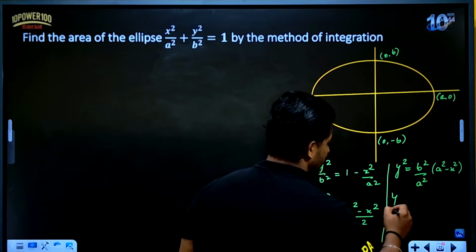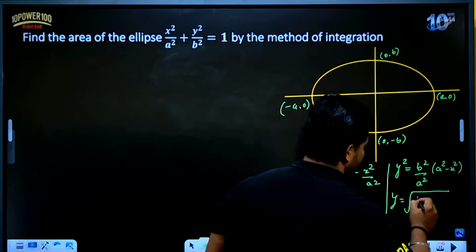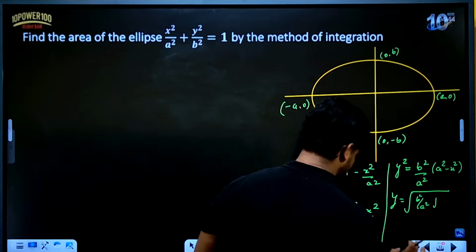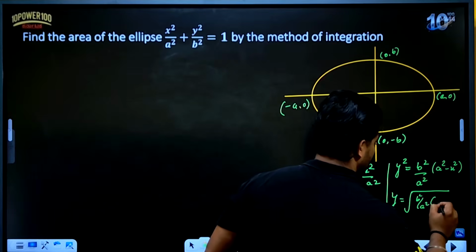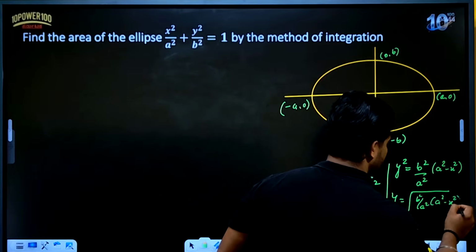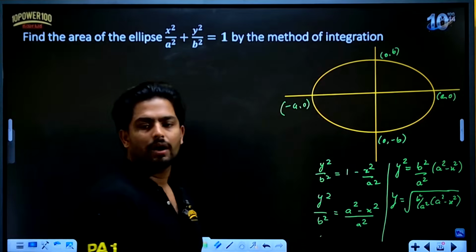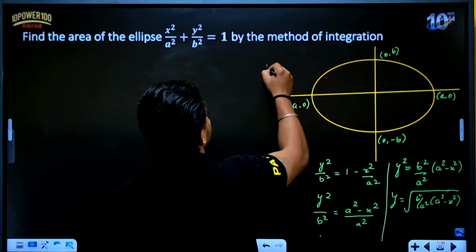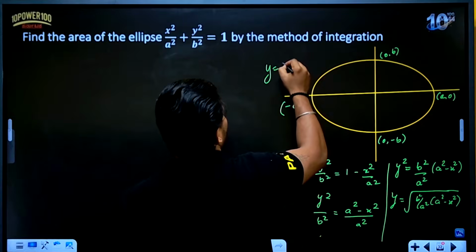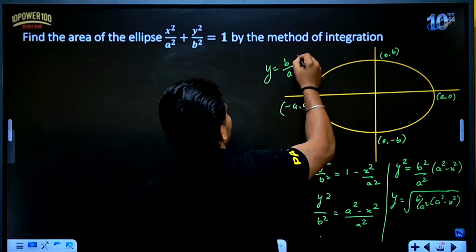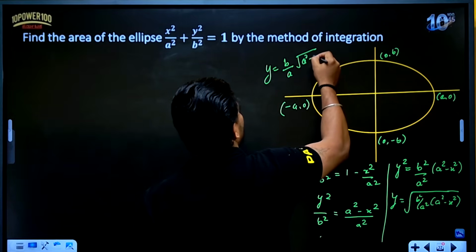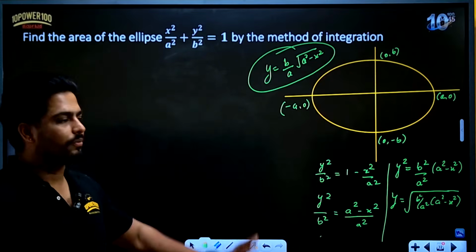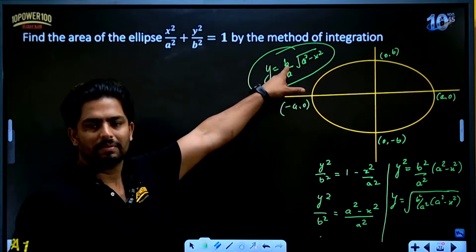After that, y is equal to root of b square by a square of a square minus x square. In this case the root will come out, so now it is simple. y is equal to b by a, and we get root of a square minus x square. So this is our y, kids. This is important for us. With this we are going to solve some of the integrals.